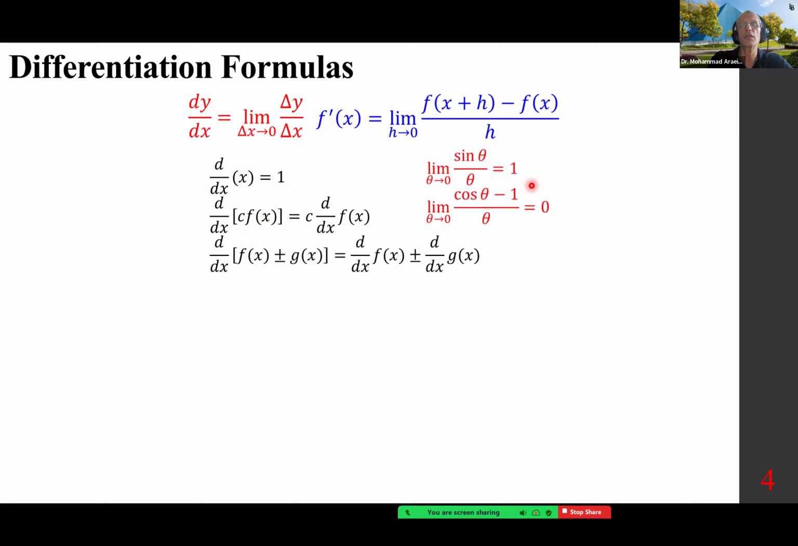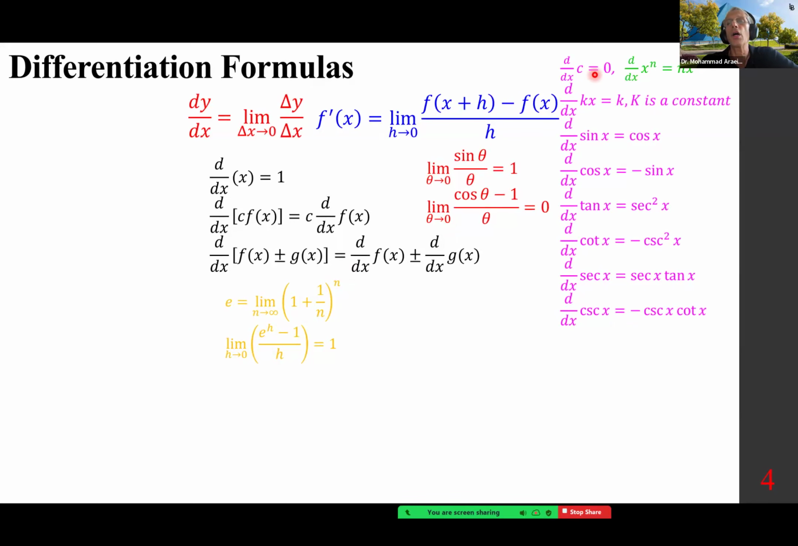There are some theorems that will help with some of the proofs, such as the limit of sine theta over theta as theta approaches 0 is 1. The limit of cosine theta minus 1 over theta as theta approaches 0 is 0. e has a couple of definitions. One is the limit of 1 plus 1 over n, to the power of n, as n approaches infinity, or one may use x, as long as these variables are the same. The other is that the limit of e to the power of h minus 1 over h as h approaches 0 is 1.